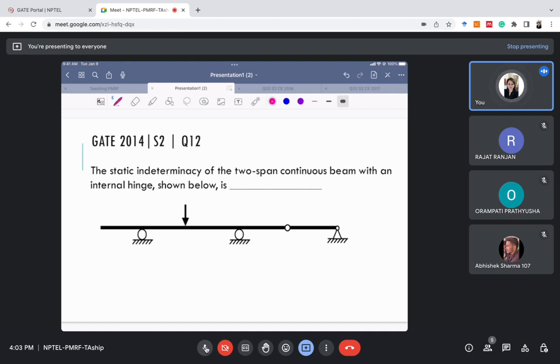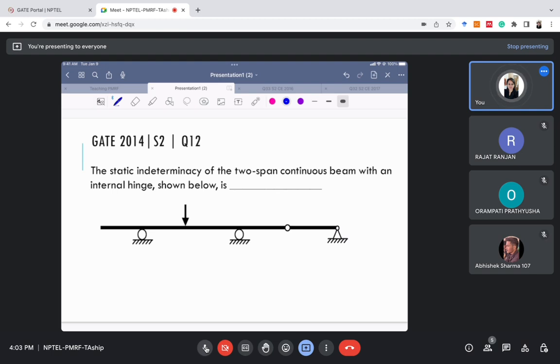So in a beam, it's very easy to find the static indeterminacy. So in general, what is static indeterminacy? Static indeterminacy is simply, if you want to know the formula, the unknowns which we are not able to find out using equilibrium equations, right? So static indeterminacy is unknowns minus equilibrium equations. So that is the degree of static indeterminacy, right? In a beam, we can find it out very easily.